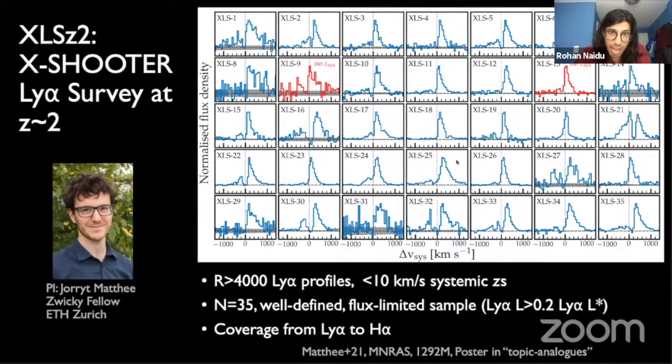I'm showing you the Lyman-alpha profiles here of the entire sample. The resolution is high enough, the systemic redshifts are precise enough that you can do this business of using Lyman-alpha profiles to infer things about escape fractions. I want to highlight that the sample is very well defined. It's flux limited. And because this is the gorgeous X-Shooter instrument, you get coverage all the way from Lyman-alpha to H-alpha. So you can do things like measure Balmer decrements and measure Lyman-alpha escape fractions.